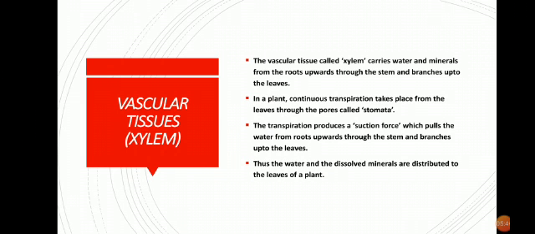Now in a plant, just understand this carefully. Okay, this is very important. In a plant, water continuously evaporates from the leaves through the pores called stomata. About stomata you already know, in chapter number 1 I had discussed stomata. This process of loss of water from the surface of the plant is known as transpiration. Very, very important term. So what happens? The continuous evaporation of water from the leaves produces a suction force that pulls the water from the root upwards through the stem and branches up to the leaf.